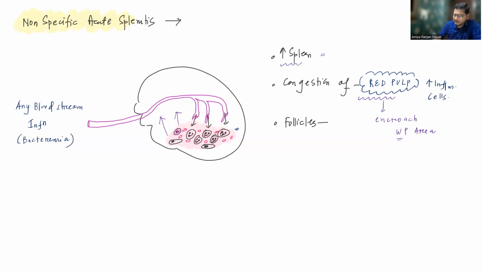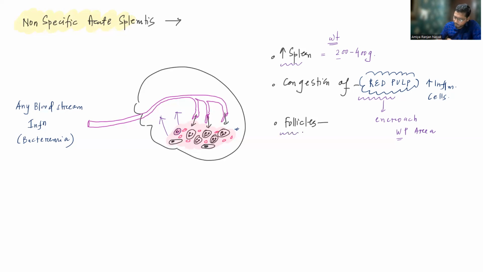So in these conditions, the weight of the spleen will increase to around 200 to 400 grams. Normally, as I told, it is around 150 grams. The maximum point is 200 grams. Beyond that, it is splenomegaly. So in these conditions, usually the weight will increase mildly, that is around 200 to 400 grams.